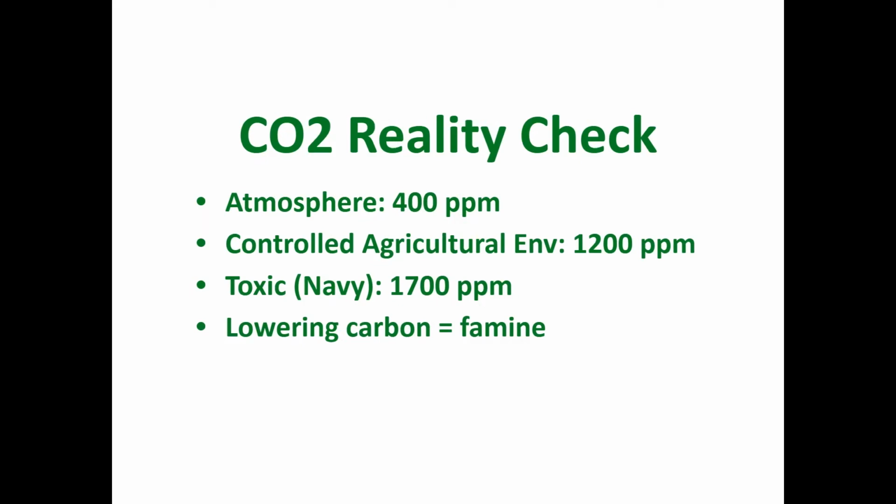You've been hearing for years that CO2 is bad. Well, consider these facts. In the atmosphere, the concentration of CO2 is about 400 parts per million. In controlled agricultural environments, such as greenhouses and laboratories, they routinely push this level up to 1,200 parts per million. And some years in the past, because of submarines, the Navy did tests and found that 1,700 parts per million was the point at which it became toxic. Now, when they talk about lowering carbon, the main problem is that if you lower carbon, you are going to create a global famine, because CO2 is plant food.